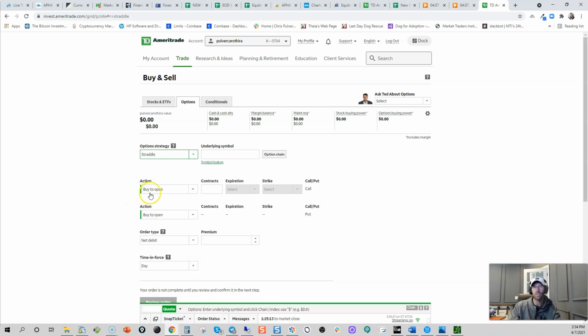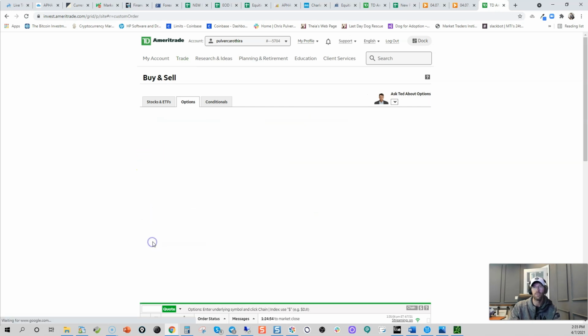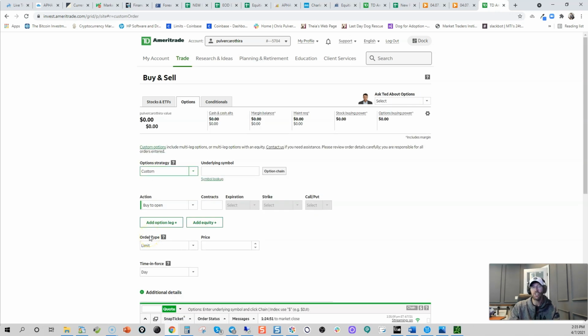Okay, now right here it says action, order type. I need more legs to this trade. So what I'm going to do, let's try the strangle. Okay, the strangle has 1, 2 legs of the trade. For this trade that we did in our Equities on Demand class, there's actually 4 legs to the trade. So the best way to accomplish this is go into the custom, and we'll just add each individual leg.